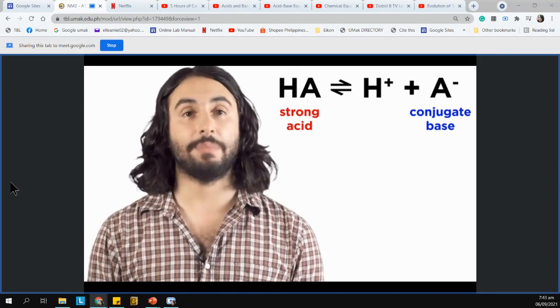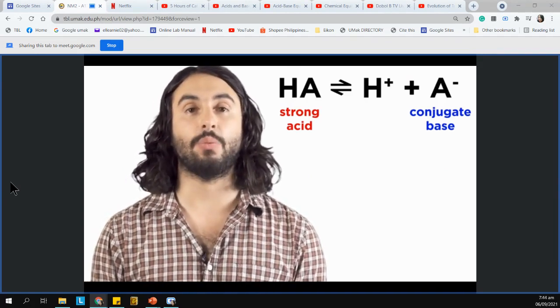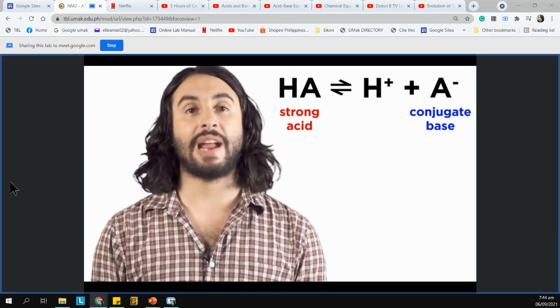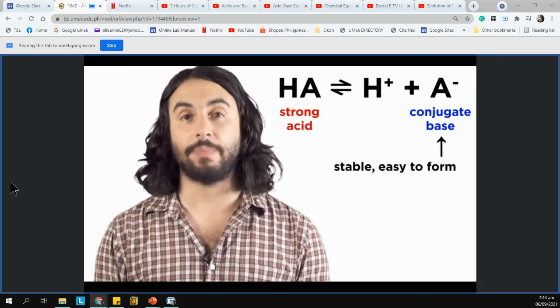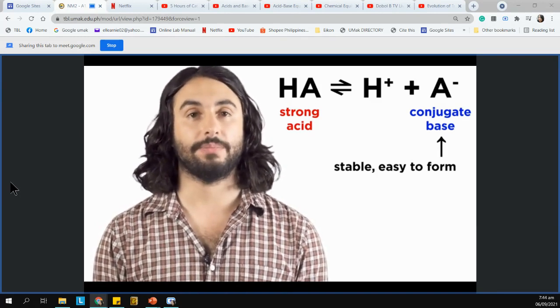When looking at conjugate acid-base pairs, we must understand that a strong acid is something that will very readily lose a proton. If something is a strong acid, it means its conjugate base is very stable. That's why it's so willing to lose a proton.